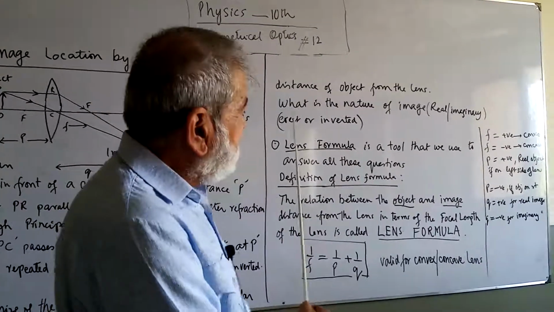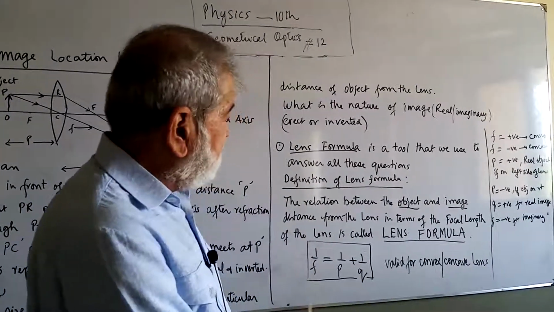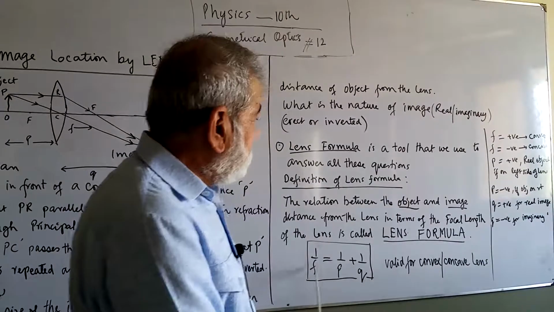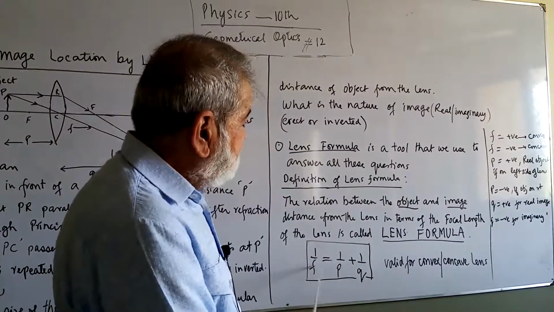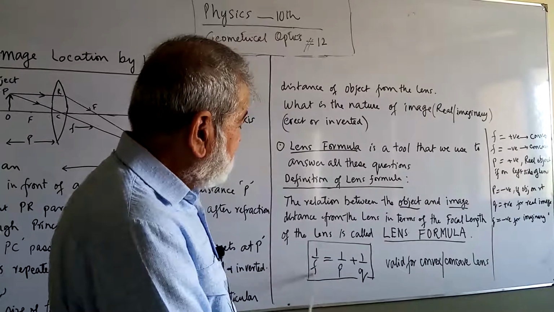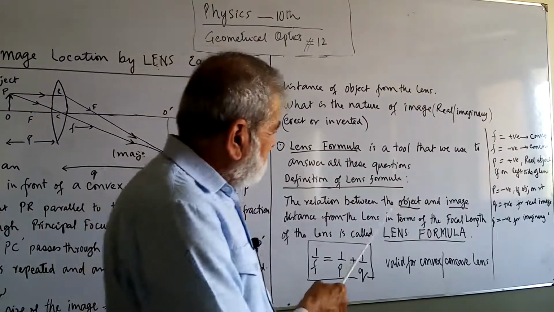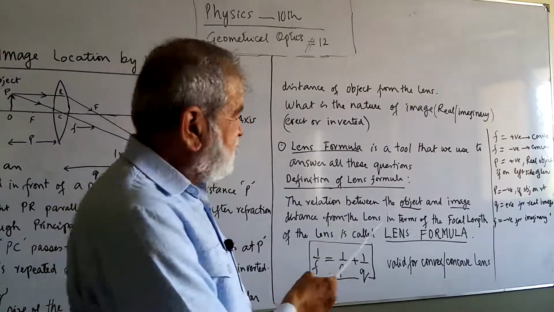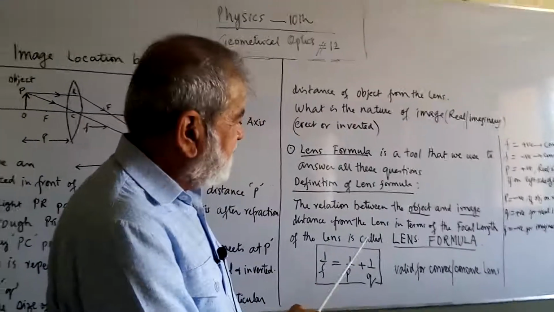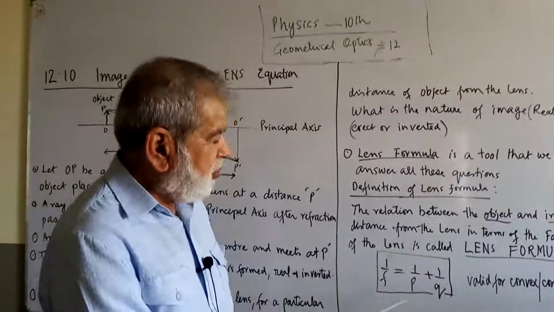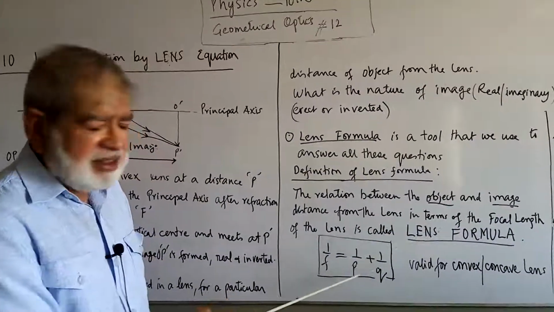And similarly, the definition of the lens formula is the relation between the object and the image distance from the lens in terms of the focal length. This is called the lens formula.